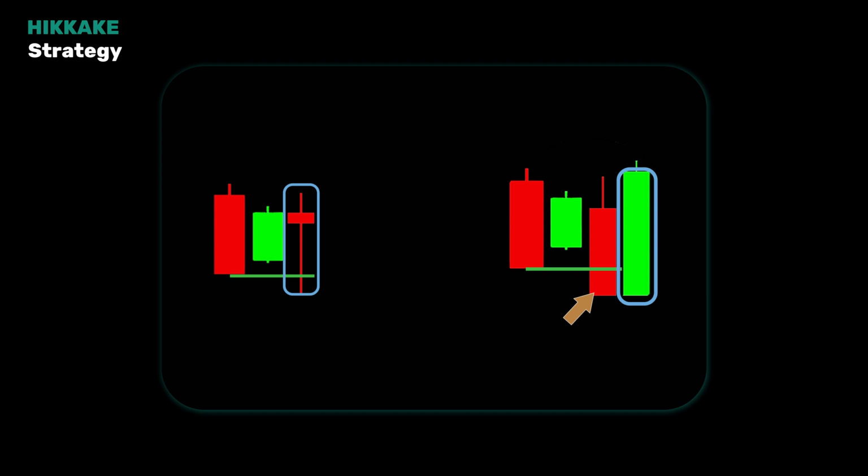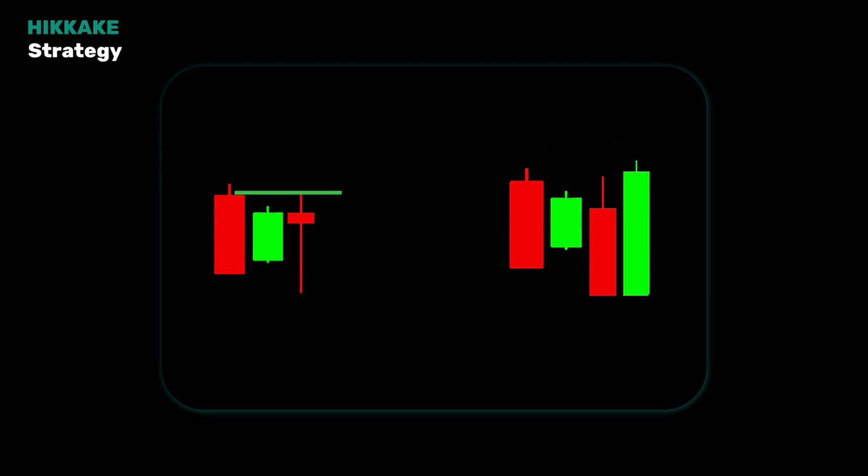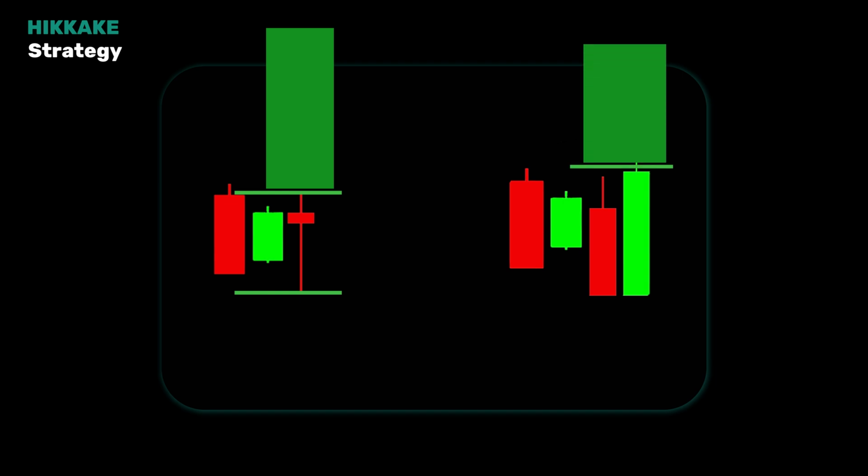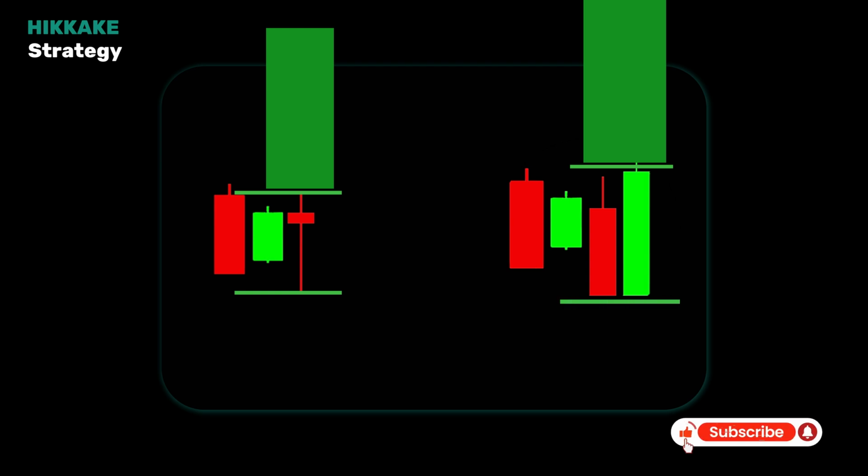You are probably wondering how to trade these setups, right? Let me show you. Let's start with the pin bar inside bar setup. You enter your trade when the pin bar setup finishes and then place your stop loss below the tail of the pin bar. And for the second setup, you enter the trade when the second opposite candle finishes and then place your stop loss below both candles.